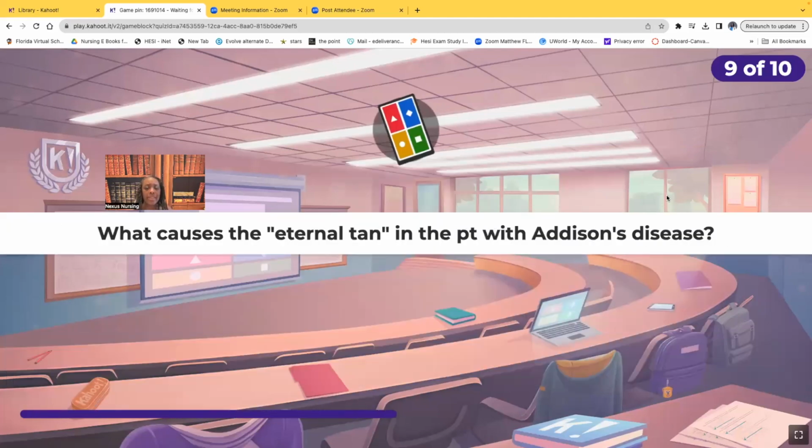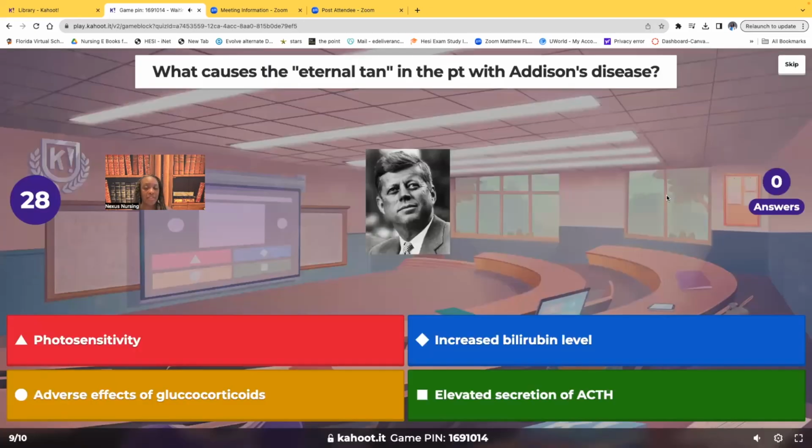All right, what causes the eternal tan in the patient with Addison's disease? And I got a picture of JFK here because he famously was known to have Addison's disease. You know, that eternal tan, that tan that he just always had. What causes the eternal tan? Is it photosensitivity, increased bilirubin level, adverse effects of glucocorticoids, or elevated secretion of ACTH? ACTH is adrenal corticotropic hormone. What causes the eternal tan?